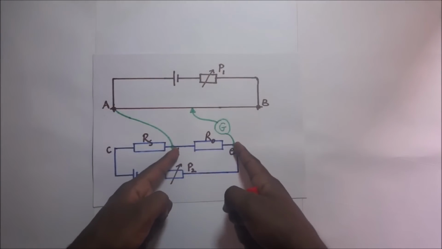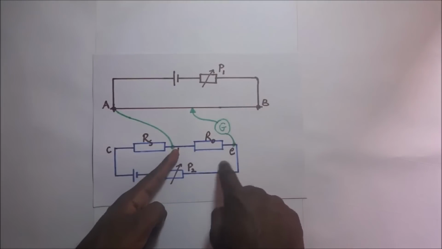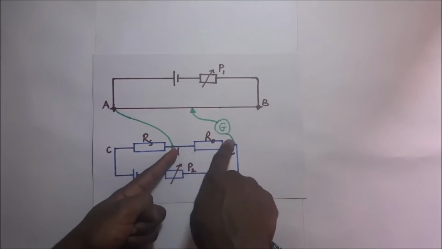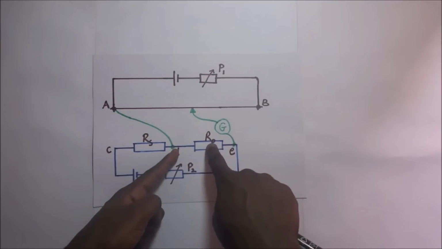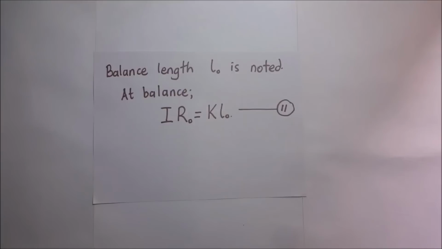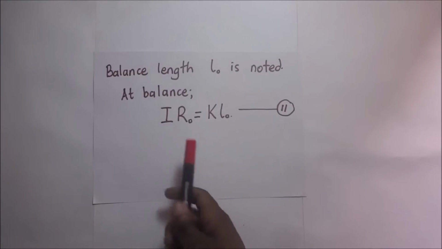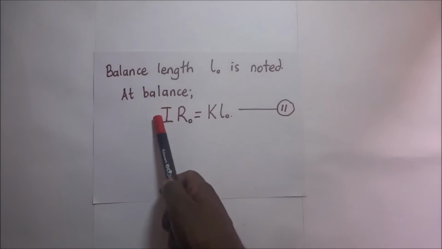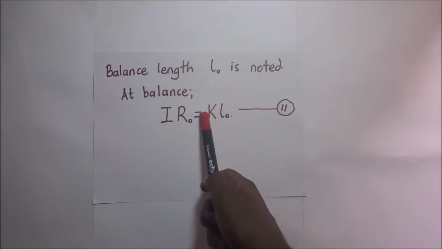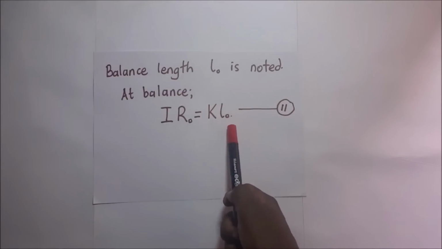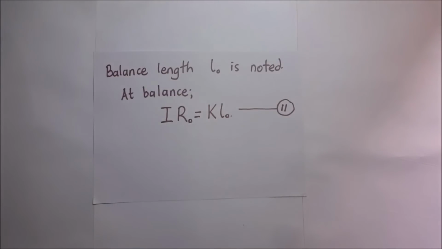is equal to the potential difference across this resistor, whose resistance we do not know, which happens to be capital I, the current going through that resistor, times the resistance of that resistor, R naught. And that is the expression: I times R naught, the PD across the resistor, is going to be equal to the PD across the balance length. Now we have two expressions here.